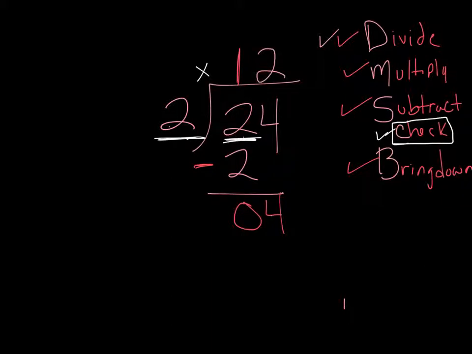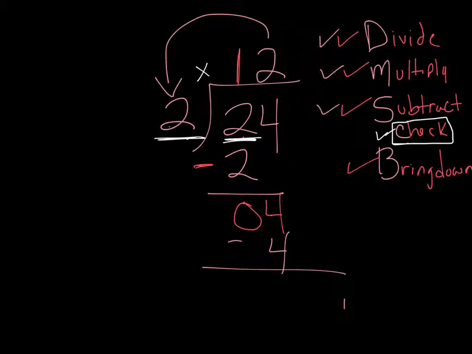Then we're going to drop down and multiply. We're still multiplying our newest answer, 2, with our divisor, 2 times 2, which is 4. And then we're going to subtract 4 minus 4. That will give us 0. Then we're going to check and make sure 0 is less than our divisor, and it is. And then if there are any numbers left to bring down, we're going to bring them down. We don't have any numbers to bring down, and so we are finished with this problem.